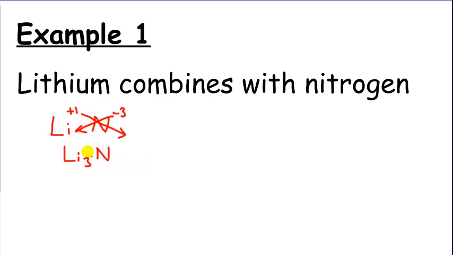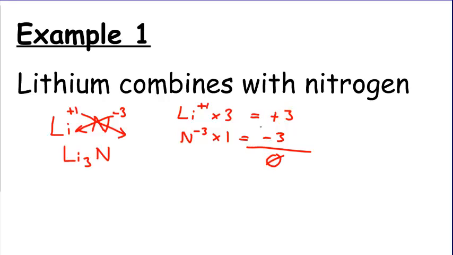And to see if this formula is correct, it has to have an overall charge of 0. Now how do I figure that out? If I have 3 lithium and each one has a +1 charge, then the overall charge on the metal ions is +3. And if I have 1 nitrogen with a -3 charge, its overall charge on the nonmetals in this compound is -3. And we look here, +3, -3, 0. This is the correct formula.